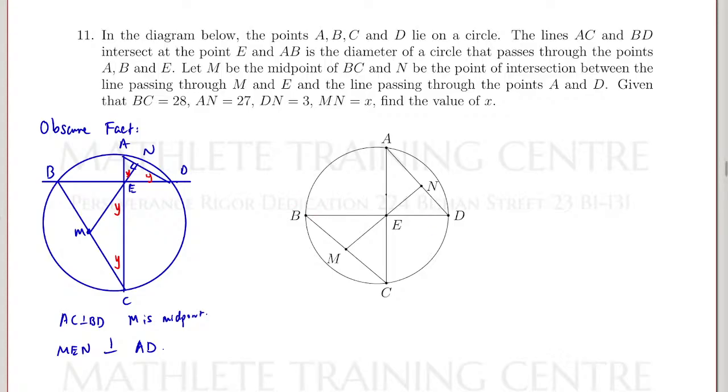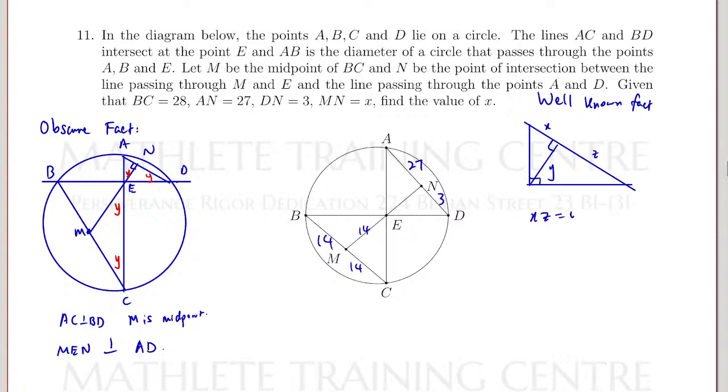Because using this obscure fact, BC is 28, so that tells us that it is 14, 14. ME is naturally 14, but AN is 27 and ND is 3. And when you have such a fact, which is of the form of a right angle triangle with an altitude here, a more well-known fact is that xz equals y squared. That's due to similar triangles, where you have x over y is equal to the ratio of y over z. So immediately you can figure out that this is 9. So MN is going to be 23.